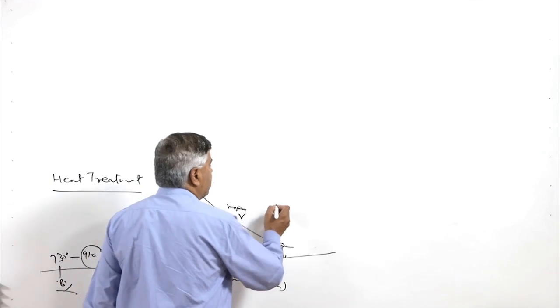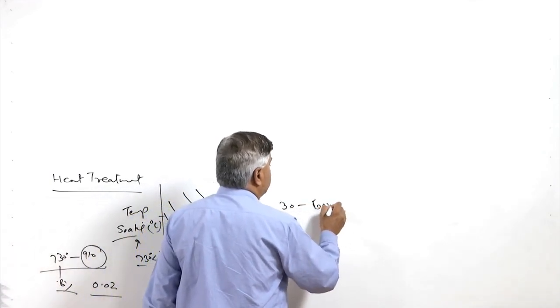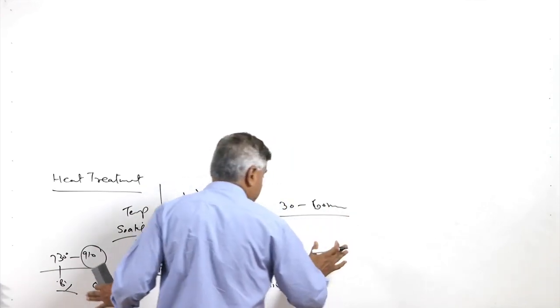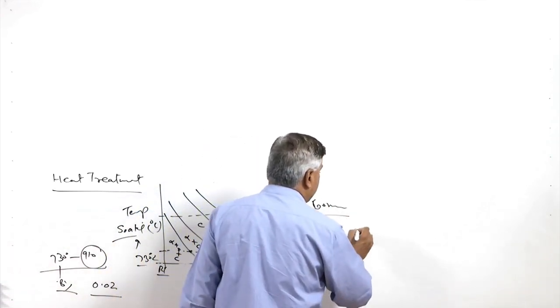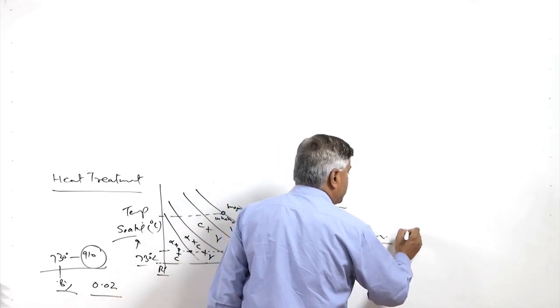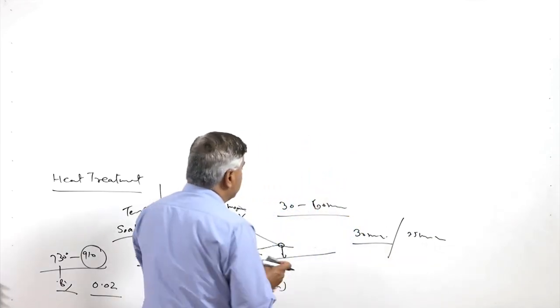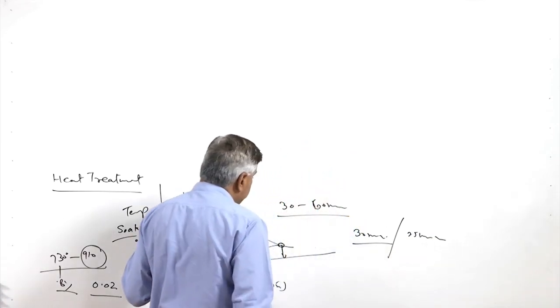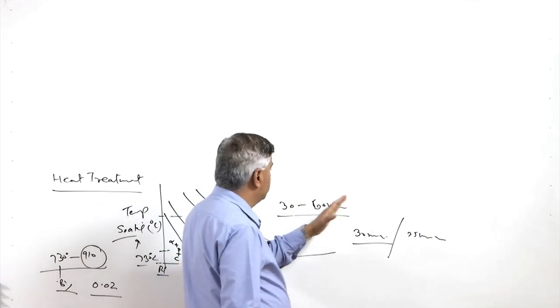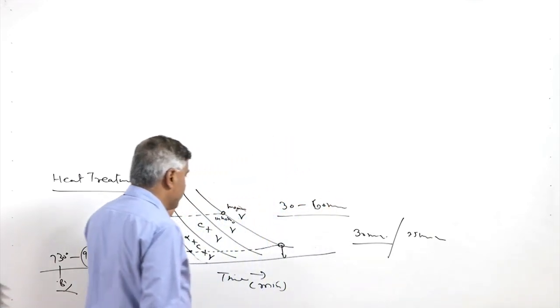So, this time may come like 30 to 60 minutes depending upon the kind of steel composition being used, and then 30 minutes is added additionally for each 25 dimension. So, initially, depending upon the kind of composition of steel, 30 to 60 minutes time it may take, so that homogeneous austenite is produced.